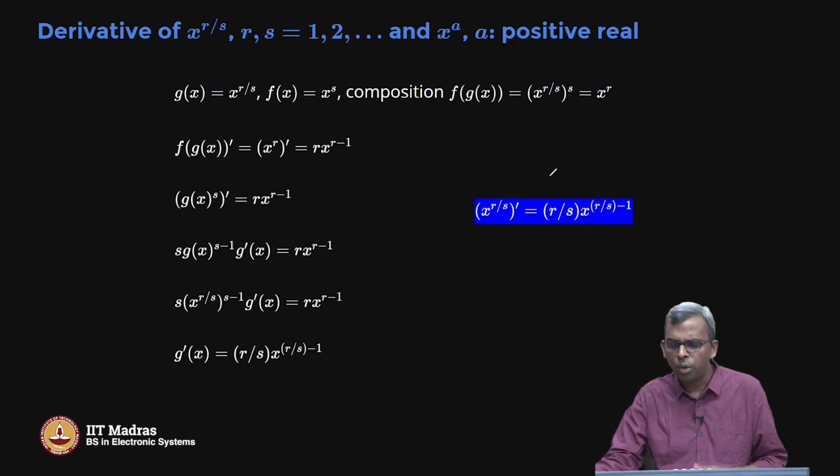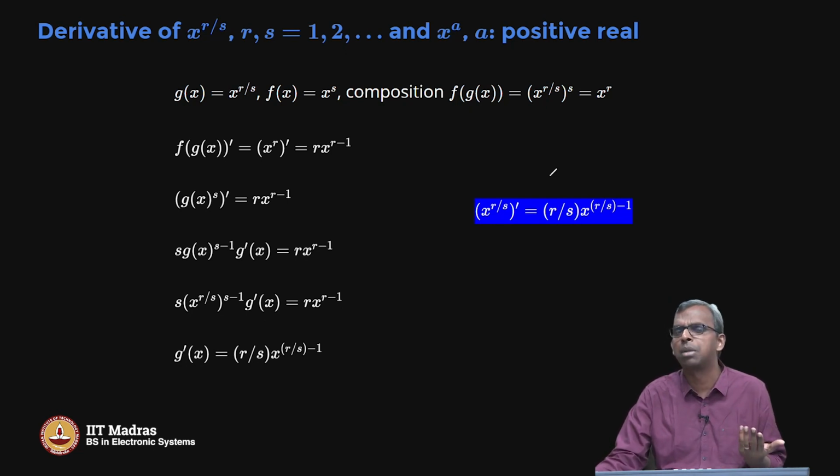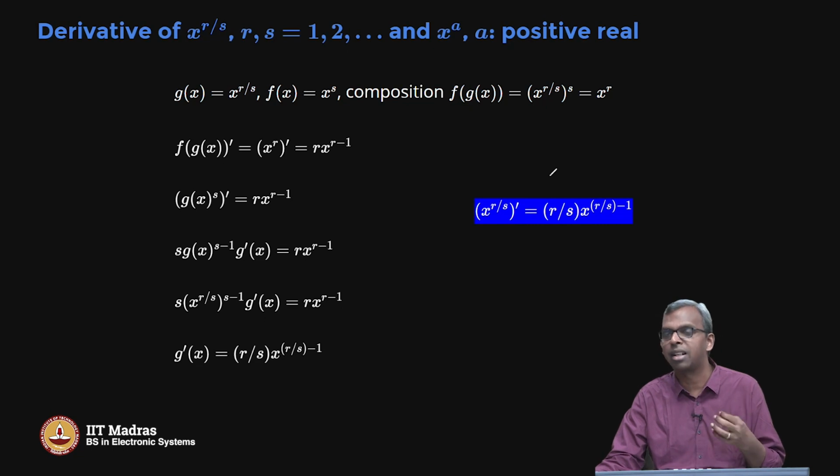Now, how do you go from rational numbers to real numbers? We know that real numbers are limits of rational numbers.